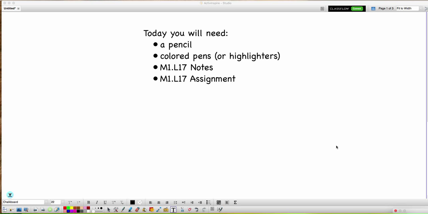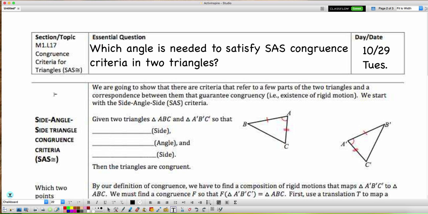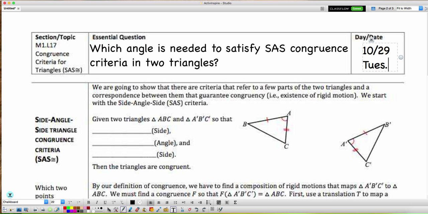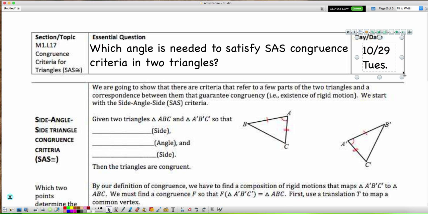Today you will not need a compass or a protractor. You're just going to need a pencil, colored pens, notes, and assignment. They should all be where they normally are. Your essential question for this set of notes is: which angle is needed to satisfy SAS congruence criteria in two triangles? Today, I'm going to just leave the date off because it could be Tuesday, it could be Wednesday, depending on what day you're watching this. So I'll just let you fill in the date.